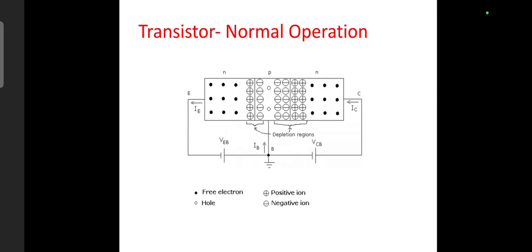Most of the electrons continue their journey towards the collector because the collector base junction is reverse biased. As a result, a large current flow is happening. This is why a small base current can control a much larger collector current. This property makes the transistor an excellent amplifier.